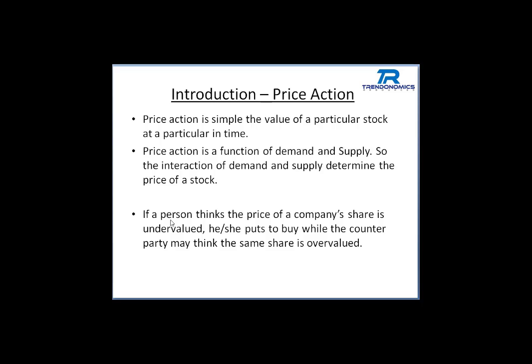The interaction of demand and supply determines the movement of a price, or the movement of a particular stock, which we usually see in price. If a particular person thinks a company's share is undervalued, they tend to buy, while the counterparty who sells to that person sees that share as overvalued. So it's this interaction that leads to price. I won't do much on this, but what we want to know is that price is a reflection of the forces, interaction or interplay of demand and supply.